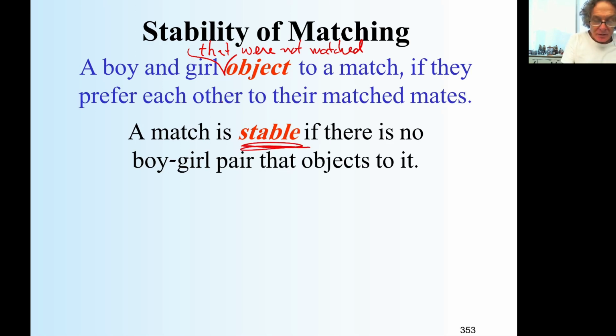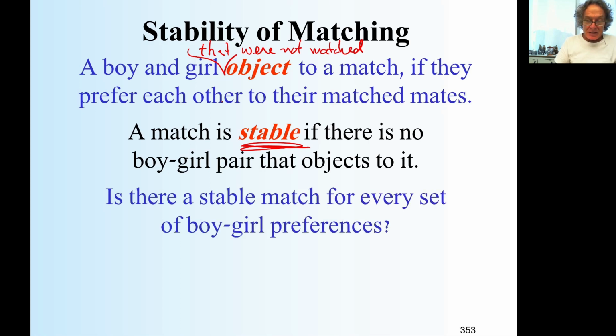What is not stable is when you can find a boy and a girl that were not matched to each other, but they prefer each other to what they got. In that case, this is not stable. So what is stable? It is a matching where you cannot have such a case.